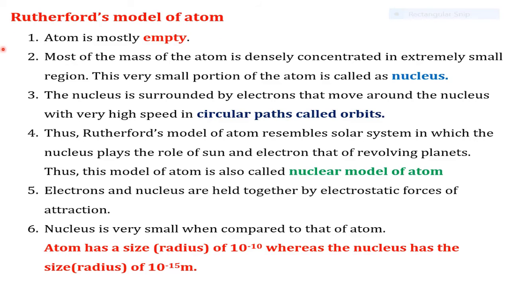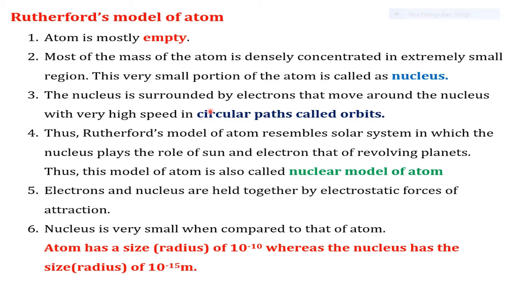Rutherford's model of atom. Based on the observations made from the alpha ray scattering experiment and conclusions drawn, Rutherford proposed his model of atom. According to Rutherford's model, the atom is mostly empty. Most of the mass of the atom is densely concentrated in an extremely small region, and this very small portion of the atom is called the nucleus.